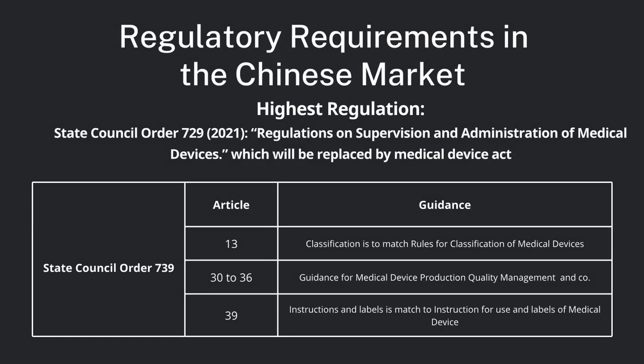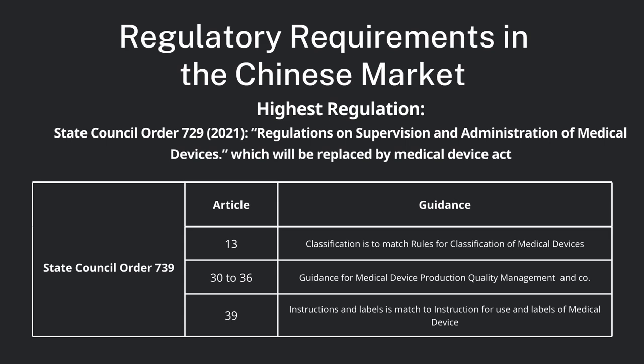Let us gain a transparent overview in the Chinese medical device market. The highest regulation is so far State Council Order 739 in 2021, Regulations on Supervision and Administration of Medical Device. Let us match the articles in this order with supporting guidance. Article 13 Classification is to match rules for classification of medical devices.